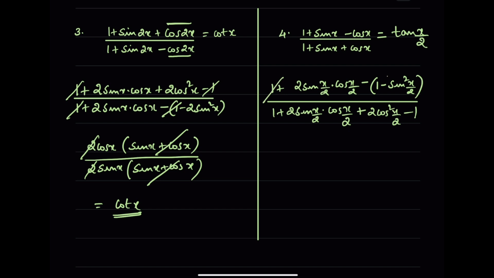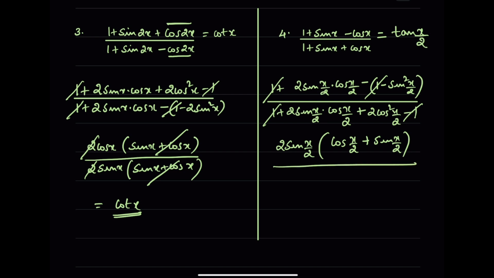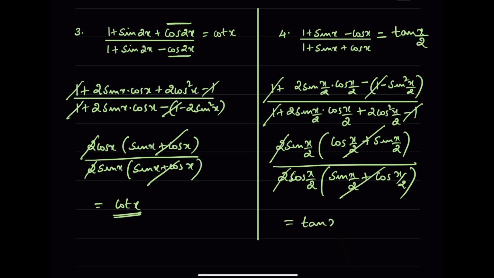Now we can cancel out 1 in the numerator as well as denominator, and we will get 2 sine x by 2 as a common factor, and this will be cos x by 2 plus sine x by 2. This whole thing divided by, again we can get 2 cos x by 2 as a common factor, and we would get sine x by 2 plus cos x by 2 as the value. Now we can cancel out cos x by 2 plus sine x by 2. We can cancel out 2's. So this will be tan of x by 2.